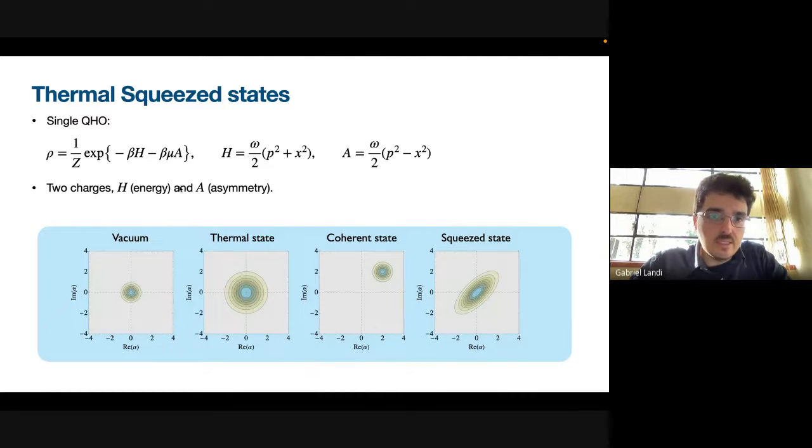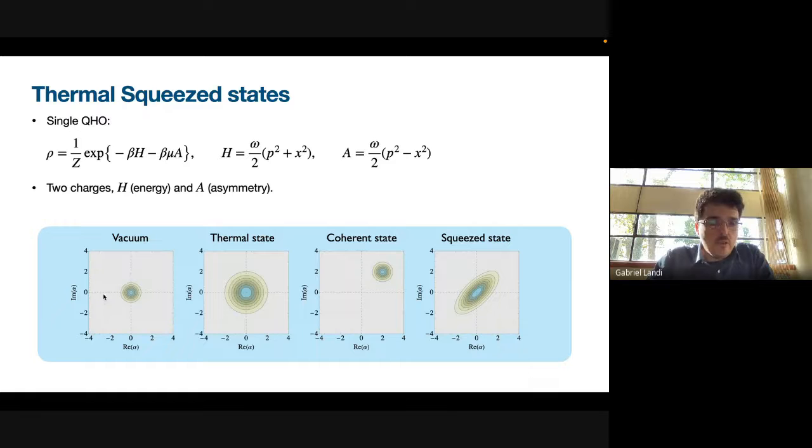Now, a squeezed state is easy to understand by thinking about a harmonic oscillator. The usual thermal state of a harmonic oscillator would be e to the minus beta H, where H is just p squared plus x squared for the harmonic oscillator. You can make this state squeezed if you add to it another term, which is proportional to p squared minus x squared. This new term is called squeezing. Some people call it asymmetry, but maybe that's a controversial name, so it doesn't matter. And this state is now a squeezed state.